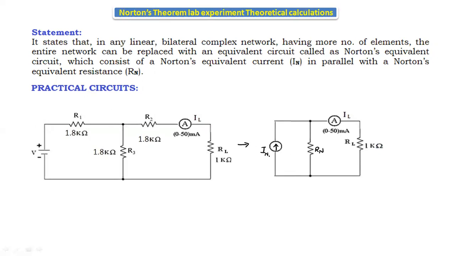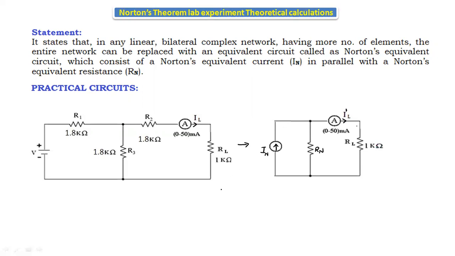There is a procedure to find IN and a procedure to find RN. Initially, we will find IL here. After finding IL, we will find IN. After finding IN, we will find RN. After finding RN, finally, we will find IL dash. Assume that IL dash is the current passing through this load resistance.